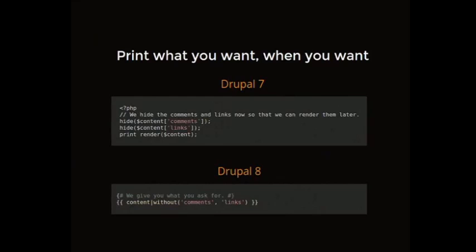So in Drupal 8, we instead have a simple filter that is called without. What it does is simply take an array and remove these array keys from that array and return everything else except that. So it doesn't change the state of the array. If you print the content multiple times, it will print everything except the ones that you have specified not to print during that time.